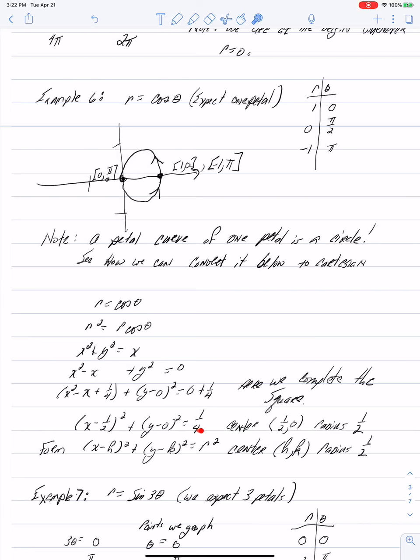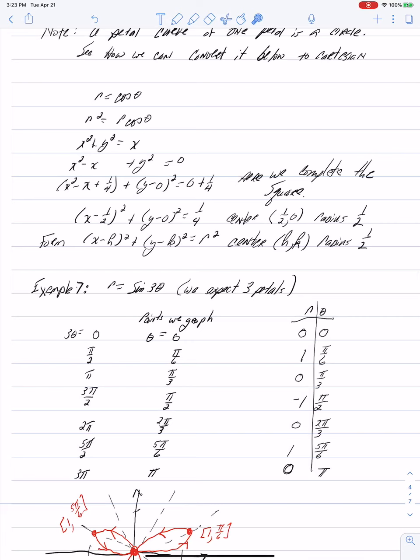I'd like to remind you that the general equation for a circle with center h, k and radius r, we've seen that before, is this. So what is this? It's a circle with center at 1/2, 0, and radius 1/2. Makes sense?